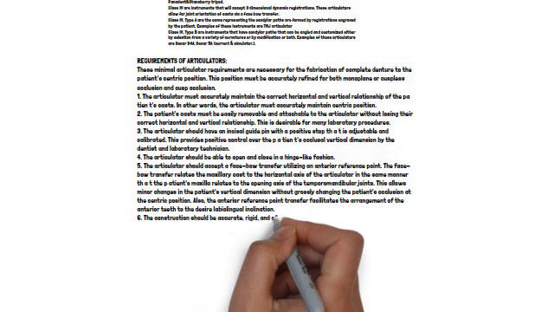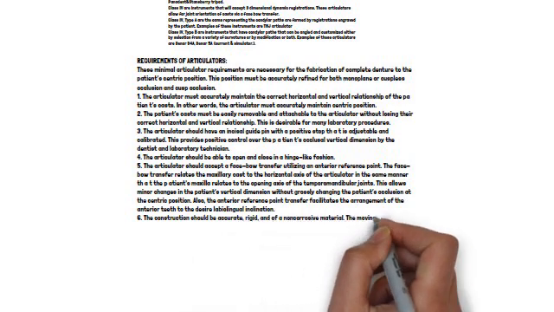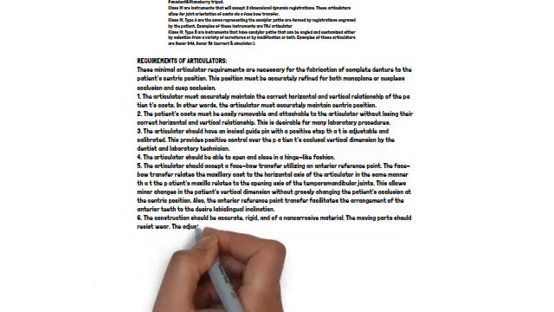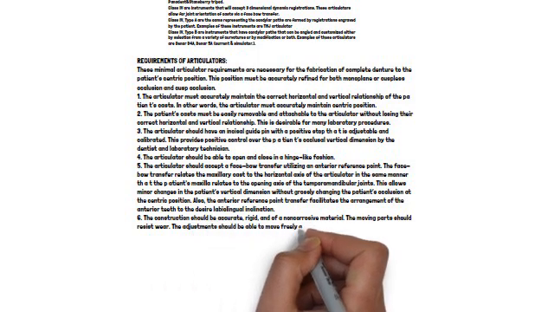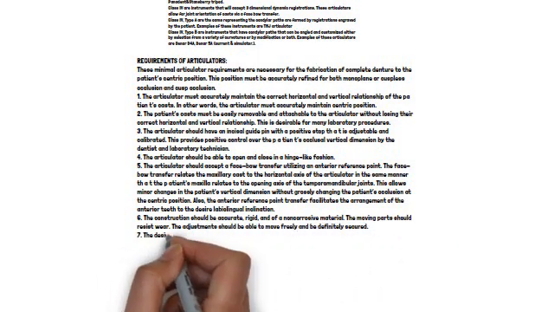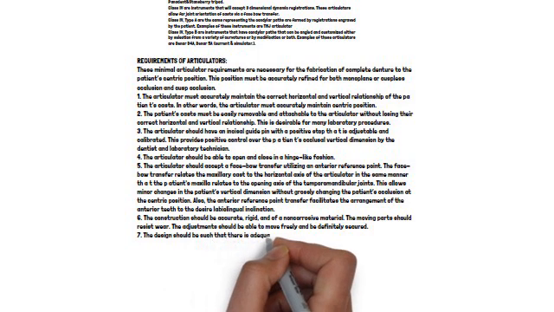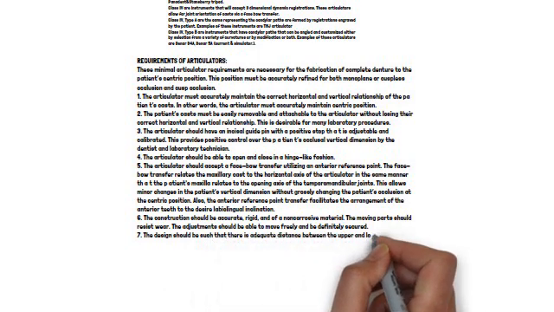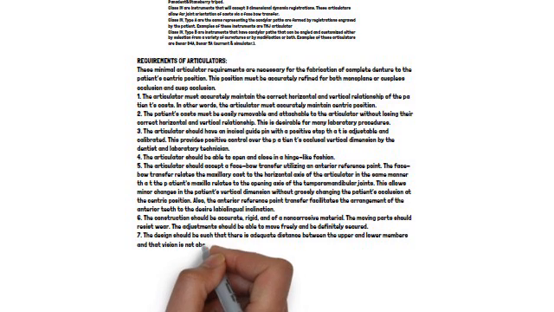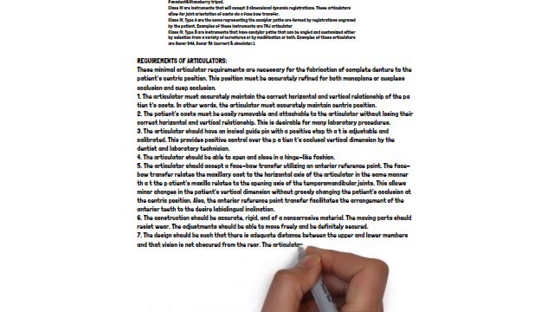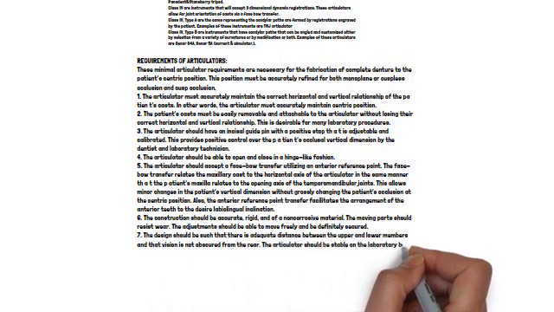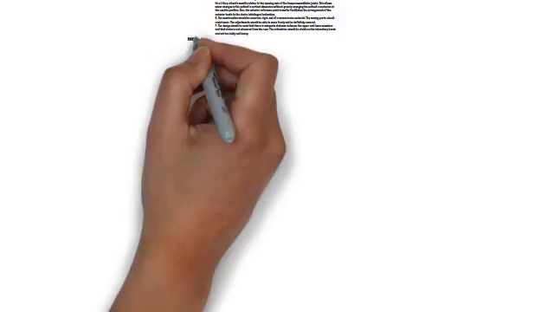6. The construction should be accurate, rigid, and of a non-corrosive material. The moving parts should resist wear. The adjustments should be able to move freely and be definitely secured. 7. The design should be such that there is adequate distance between the upper and lower members and that vision is not obscured from the rear. The articulator should be stable on the laboratory bench and not too bulky and heavy.